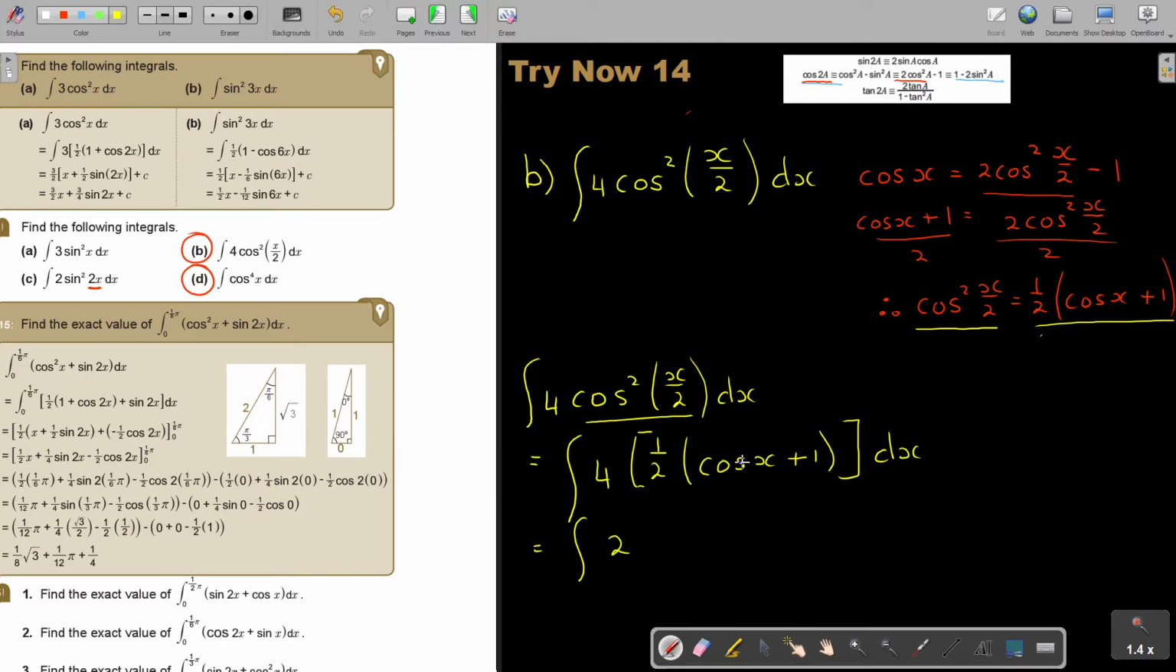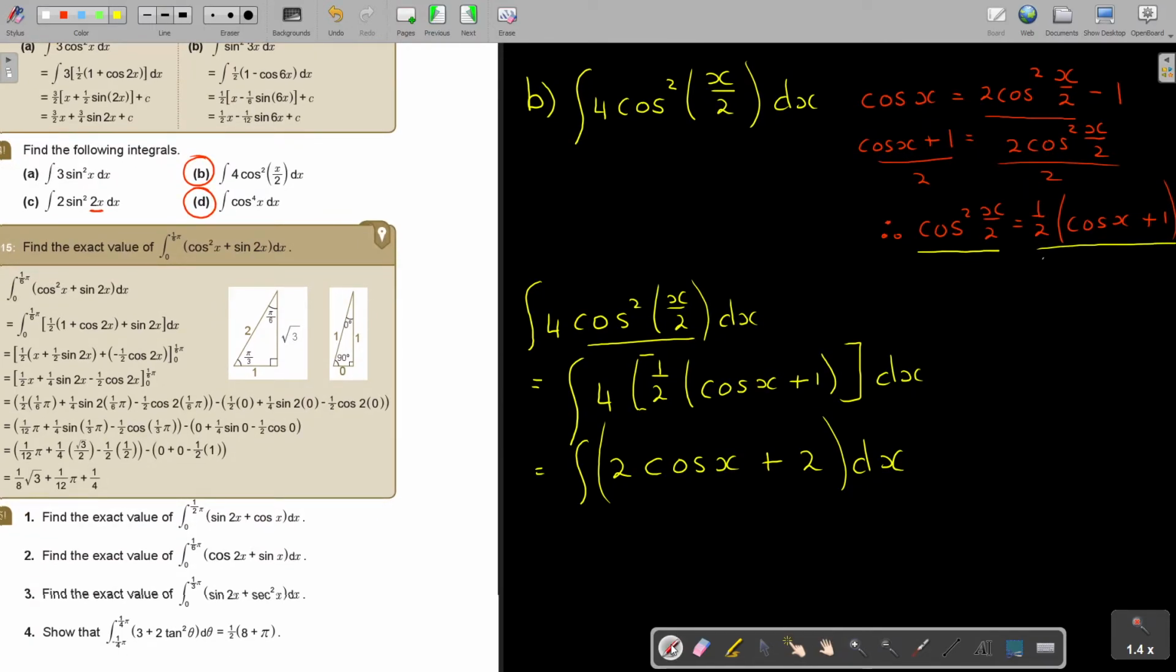Remember, it's multiply with that one and multiply. So 2 cos x plus 2 dx. Remember, I did not integrate yet. That's why I keep my integral sign. Now I'm going to integrate. So what is cos? Cos becomes sin, and it's just 1. So 2 sin x plus 2x plus c. And that's going to be my final one. Okay, that was interesting.